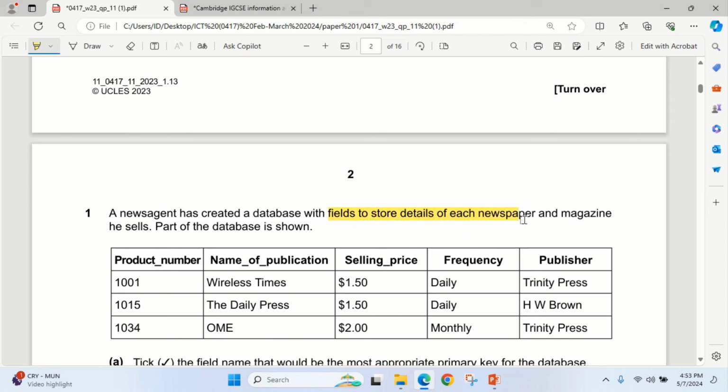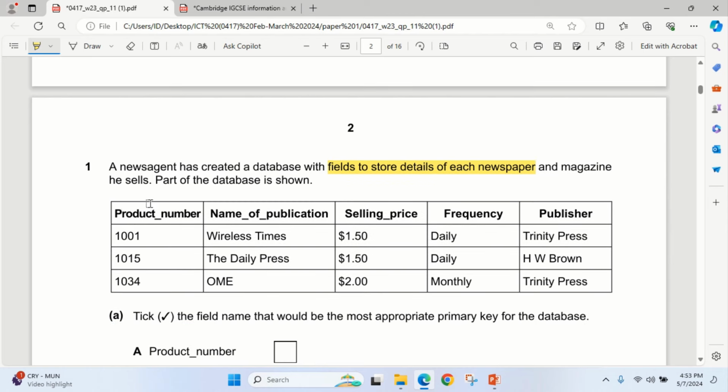Store details of each newspaper and magazine it sells. Part of the database is shown, and you have it. You have how many columns? 1, 2, 3, 4, 5 columns. That means you have 5 fields: product number, name of publication, selling price, frequency, and publisher.